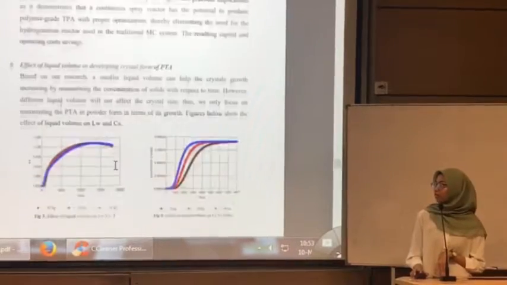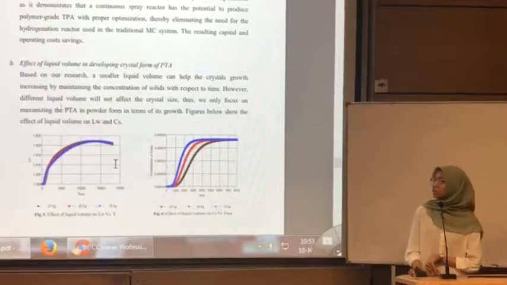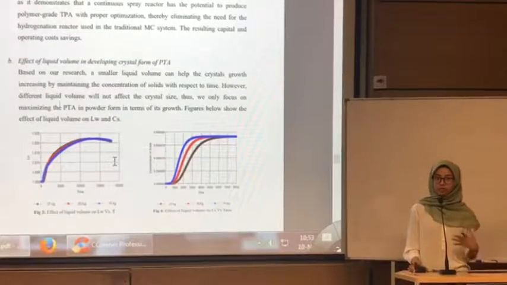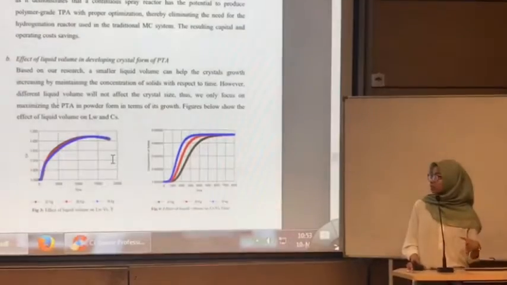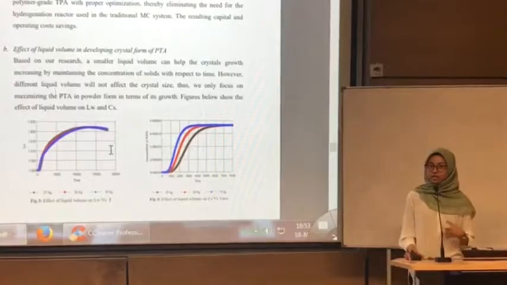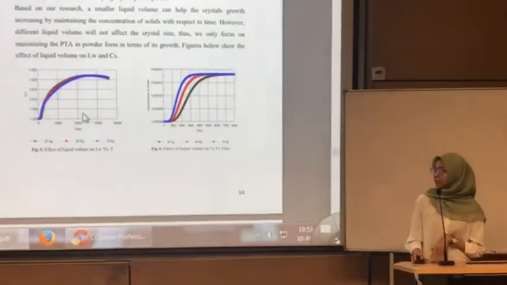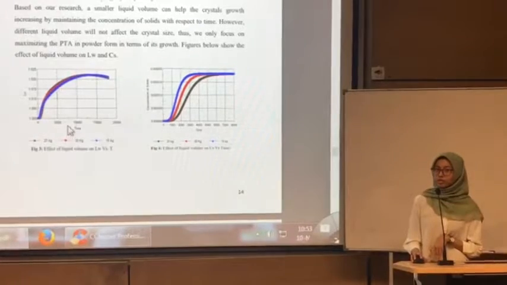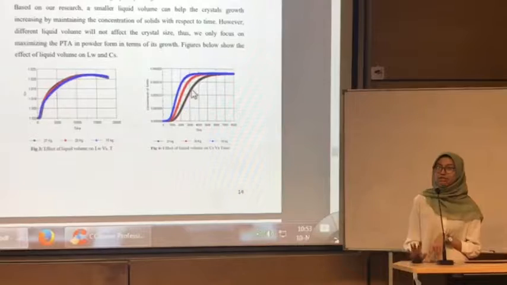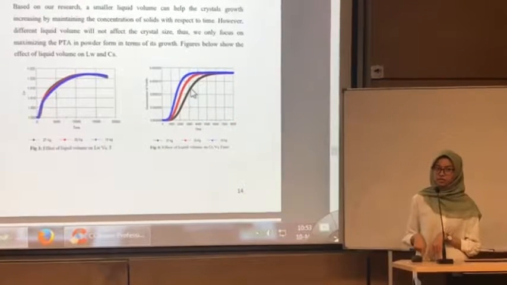Next, the effect of liquid volume in developing the crystal form of PTA. Based on our research, a smaller liquid volume can increase the crystal mechanism growth, which lets us maintain the concentration of solids, but the liquid volume doesn't affect the crystal size. So here we just focus on the crystal mechanism's growth. Below we can see in the graph that different liquid volumes don't change the crystal size, but different liquid volumes can change the crystal mechanism growth, where less liquid volume can increase the crystal growth.